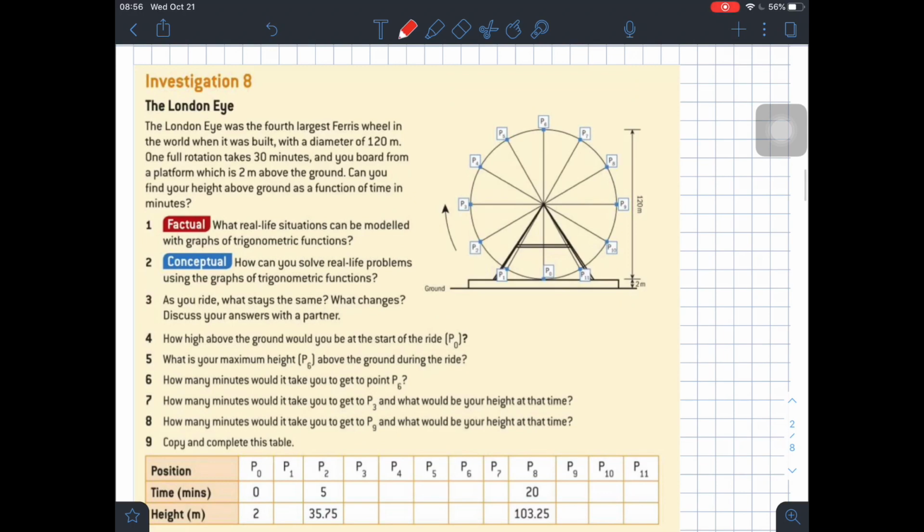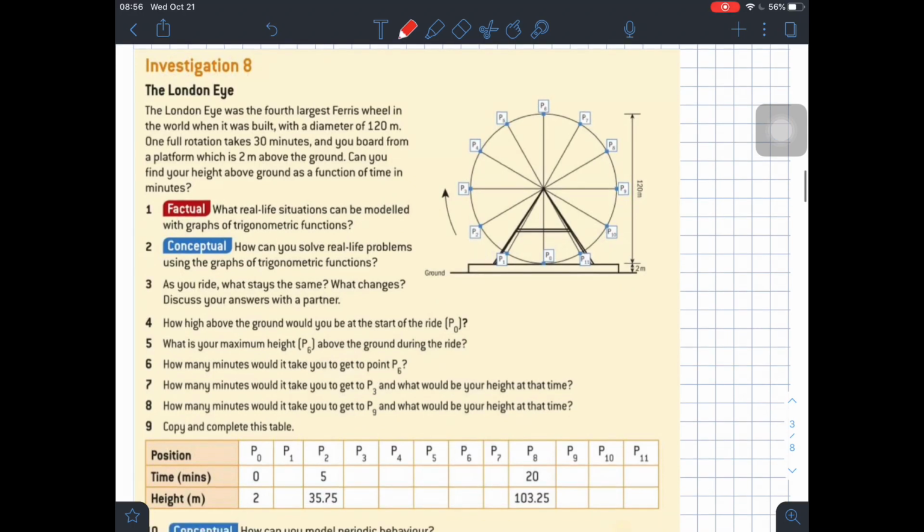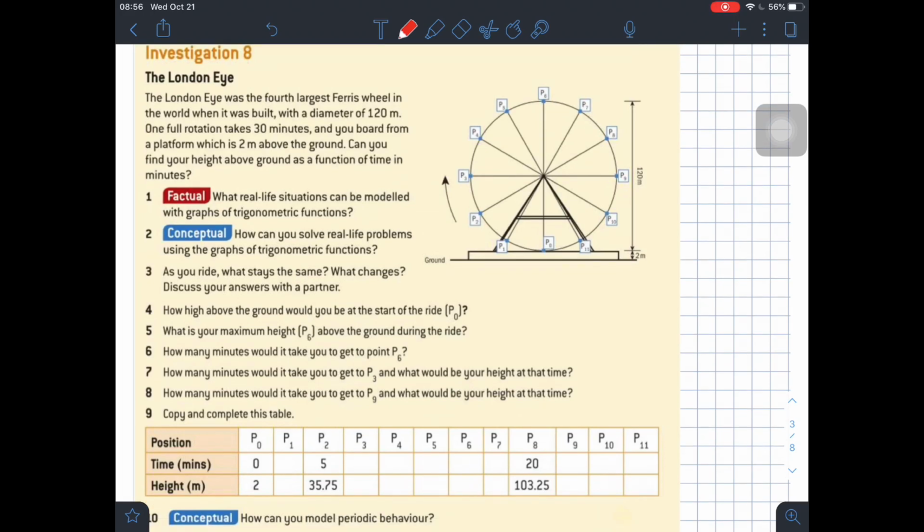Okay, so let's do this investigation. It says the London Eye. The London Eye was the 4th largest Ferris wheel in the world when it was built, with a diameter of 120 meters. One full rotation takes 30 minutes. So imagine if you get up to this Ferris wheel, it will take up 30 minutes for you to complete the rotation. And you board from a platform which is 2 meters above the ground.